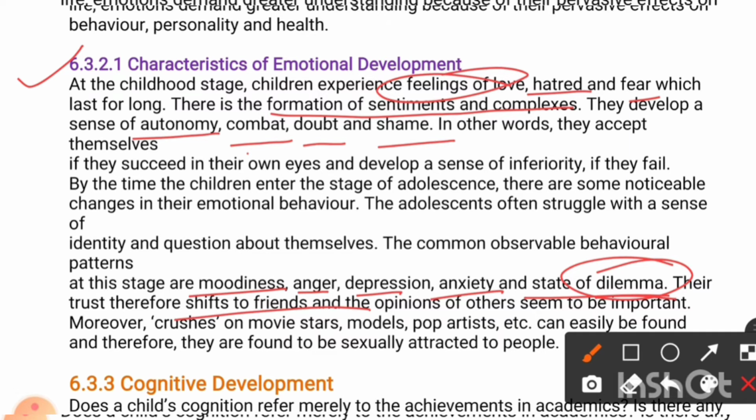Also at this stage they shift more to their friends, and they also take the opinion of others. They also have crushes on movie stars, and whatever movie they watch, they feel more attached to them. They are found to be sexually attracted to people at this stage.